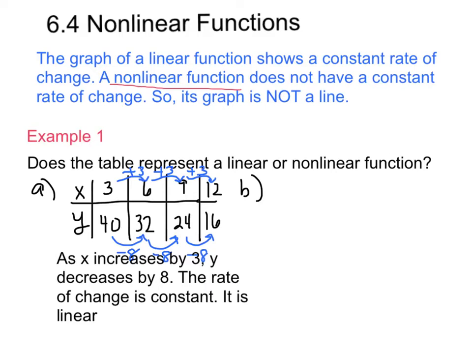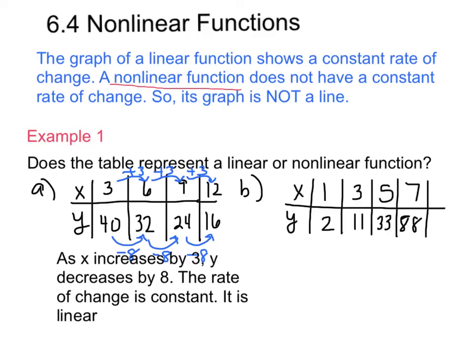So let's look at part B. In part B, our table has x and y, and let's look at our x's. Our x's go from 1 to 3, 3 to 5, and 5 to 7. Each of them add by 2, so therefore it's a constant rate of change. So y, though, 2 to 11 goes up by 9. But 11 plus 9 is 20, not 33. So this increases by 22. Y increases 33 to 88 by 55. This is not a constant rate of change.